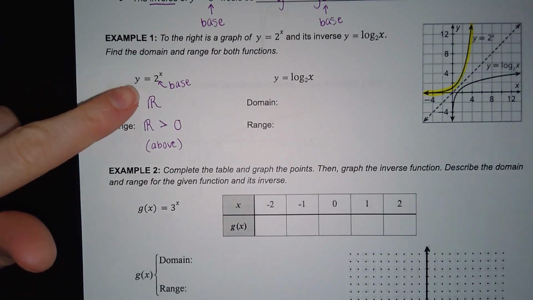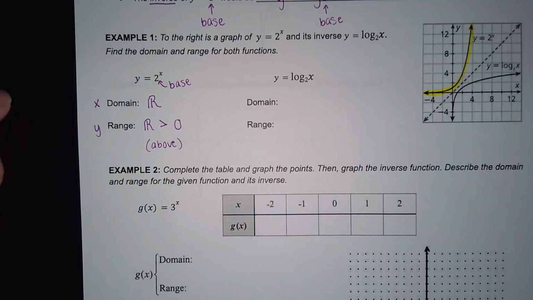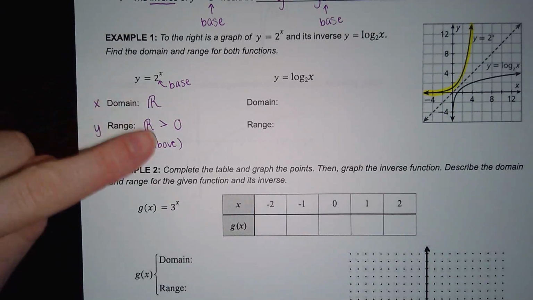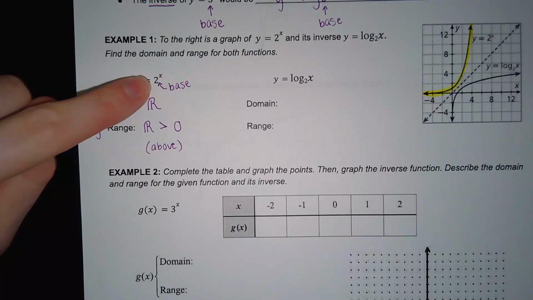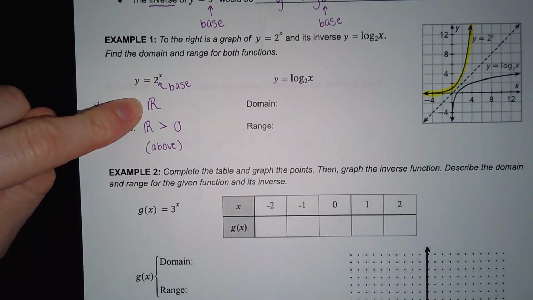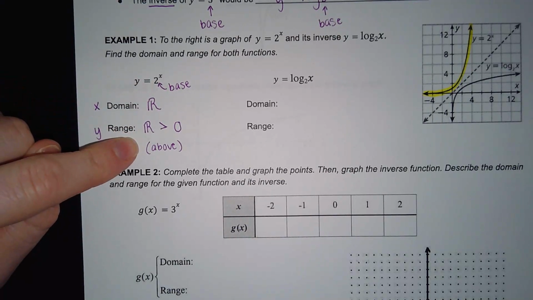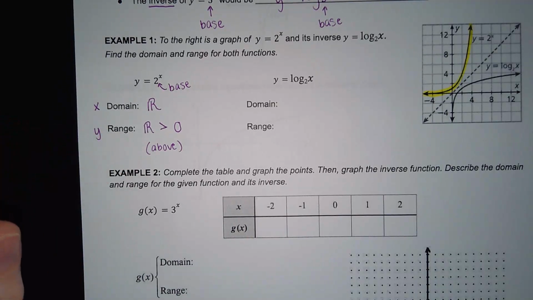Now, the nice thing is the domain and the range for any exponential function are always going to be the same. It doesn't matter what this base is. It could be a 10, it could be a 22, it could be a 300. Our domain will always be all real numbers, and our range will always be all real numbers above 0.